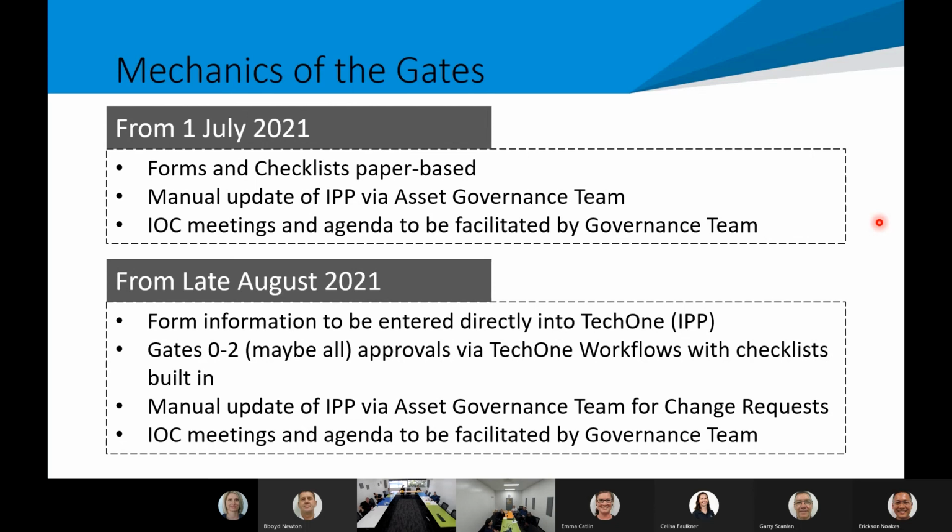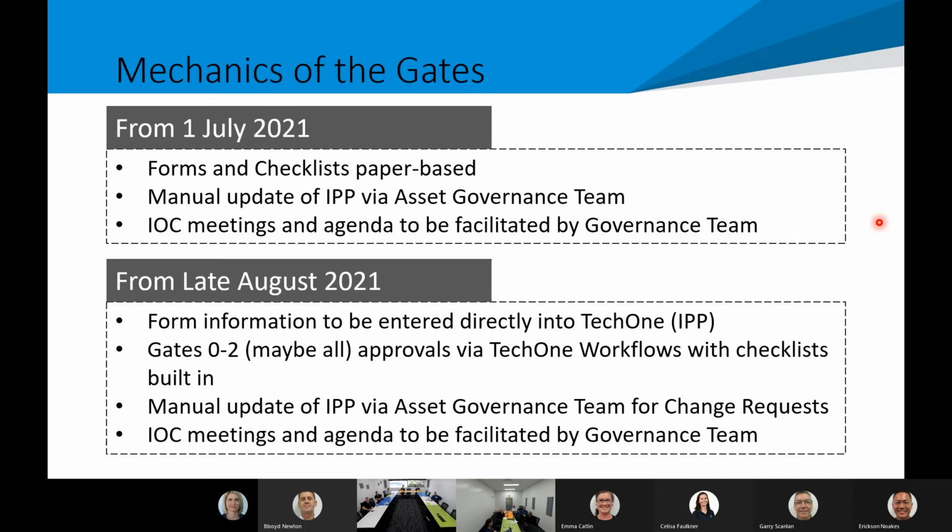It isn't the module in Tech One called Project Lifecycle Management, which is a lot fancier in workflow. So we're not there. We're still in this interim and we're trying to use what we've got really effectively and get efficiency. So even from late August, we'll have to do manual updates of the IPP, and that, for the capital space, will be done by the asset governance team.